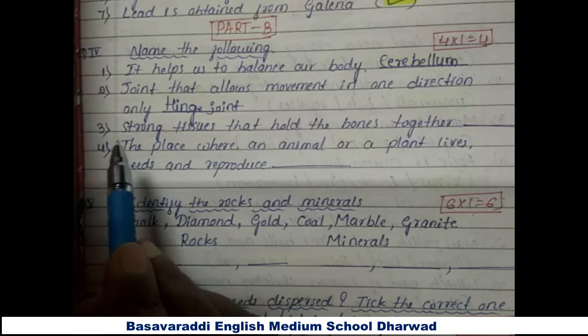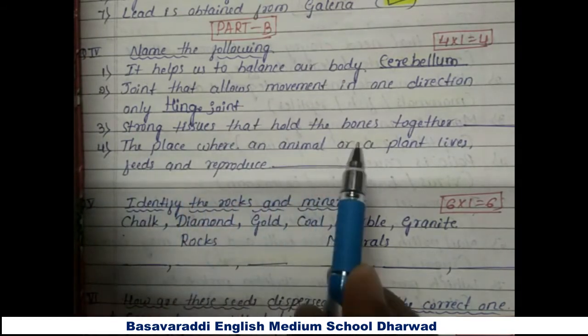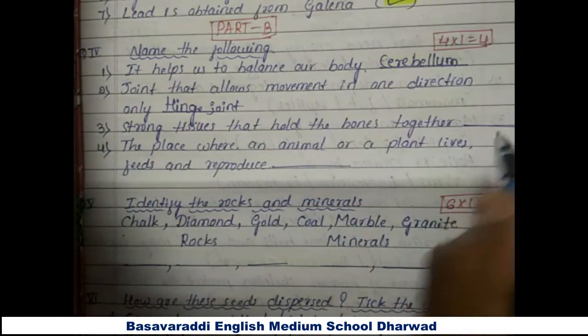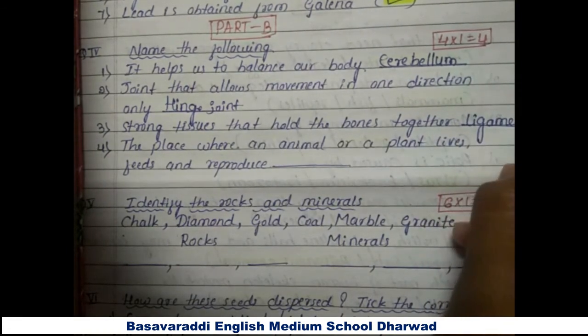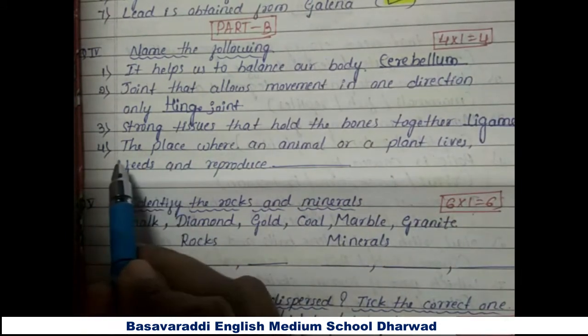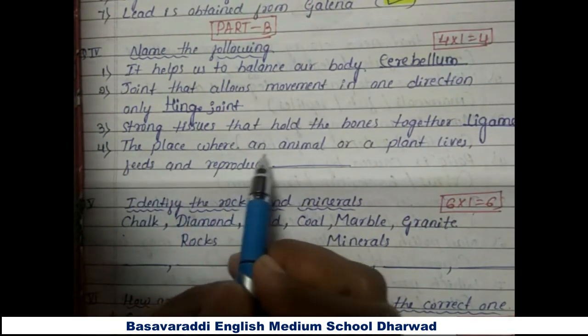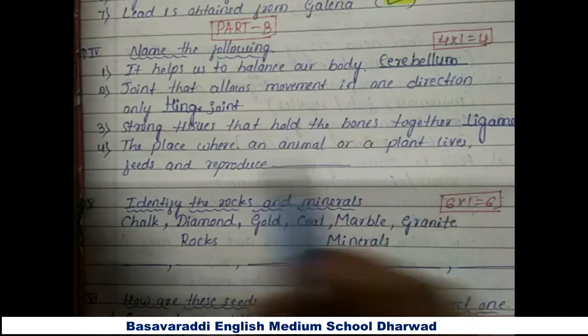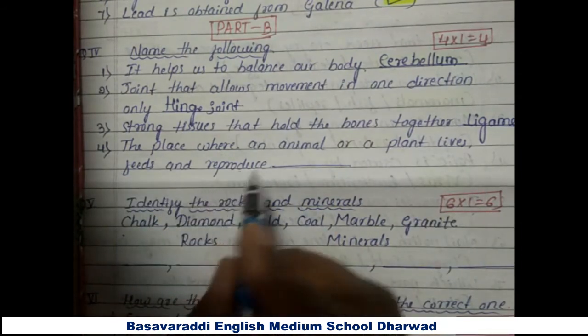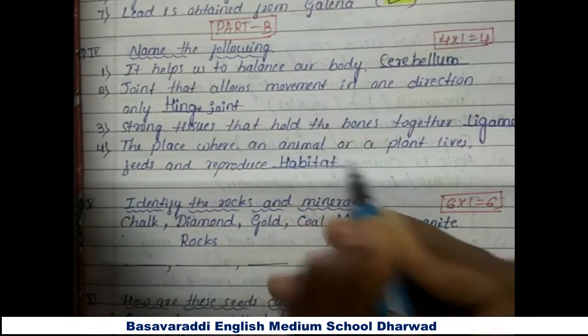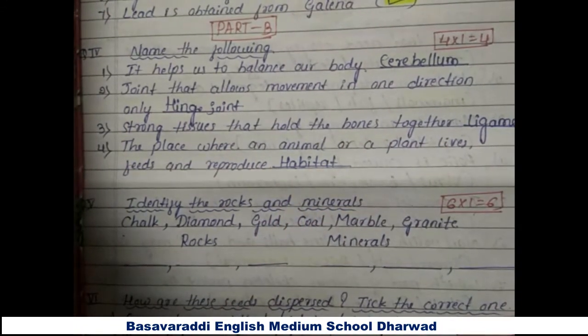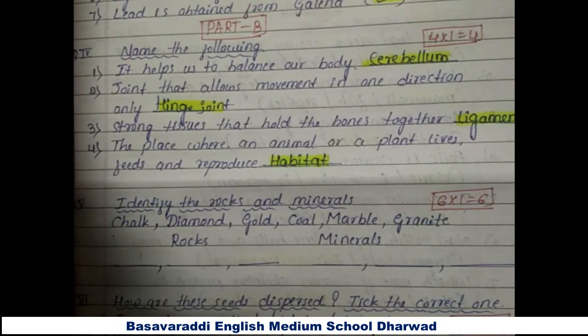Third one, strong tissues that hold the bones together. That is ligament. Fourth one, the place where an animal or a plant lives, feeds and reproduces. That is called habitat. The place where an animal or a plant lives, feeds and reproduces, that is habitat. These are the answers of the question 4.